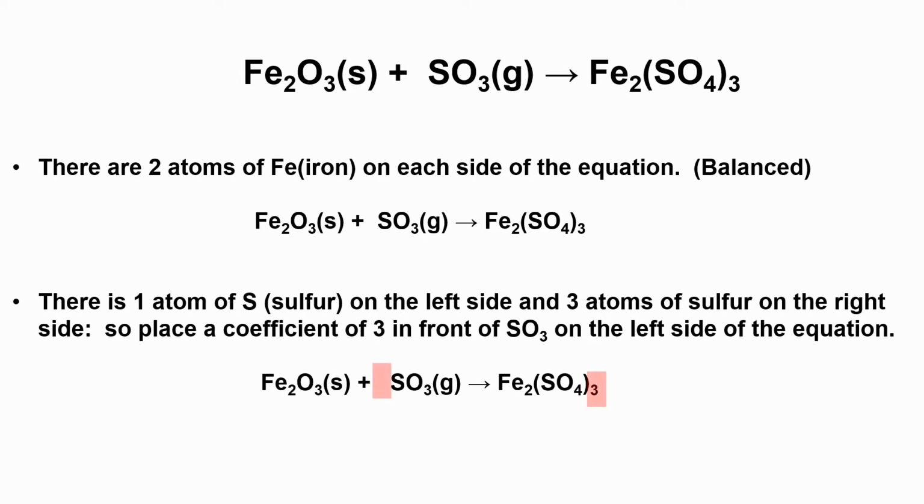There's one atom of sulfur on the left side and three atoms of sulfur on the right side. So we must place a coefficient of 3 in front of SO3 on the left side of the equation. Now the equation is balanced, where 1 mole of Fe2O3 reacts with 3 moles of SO3 to form 1 mole of Fe2(SO4)3.